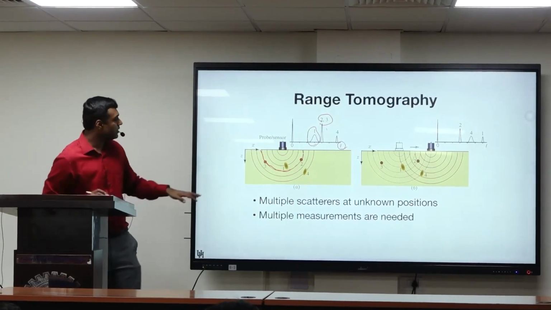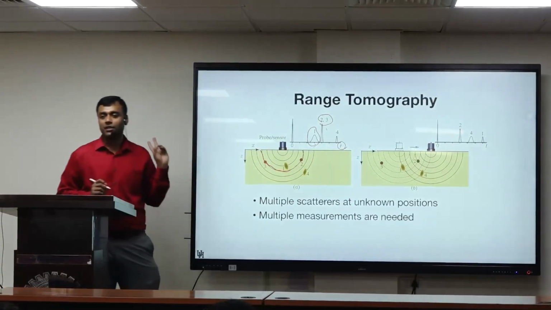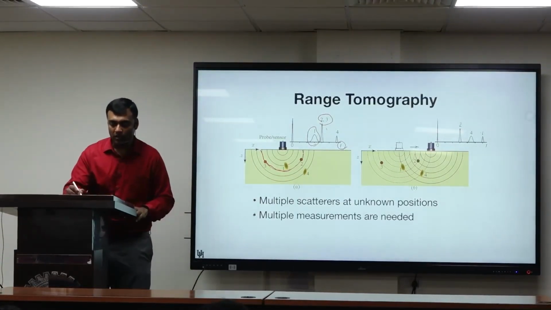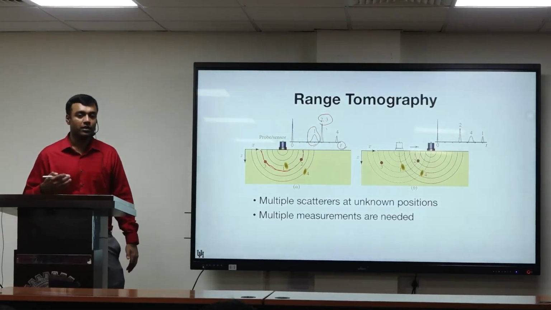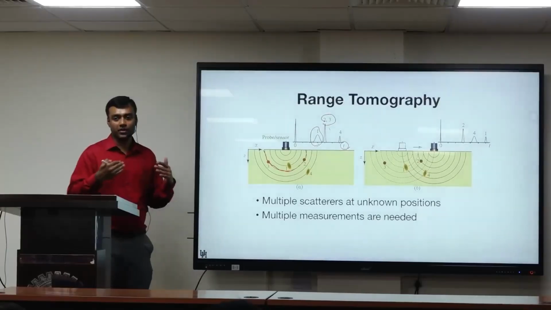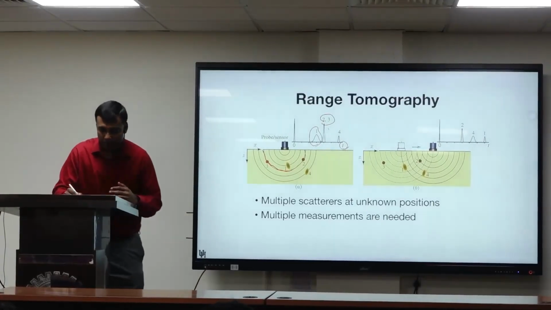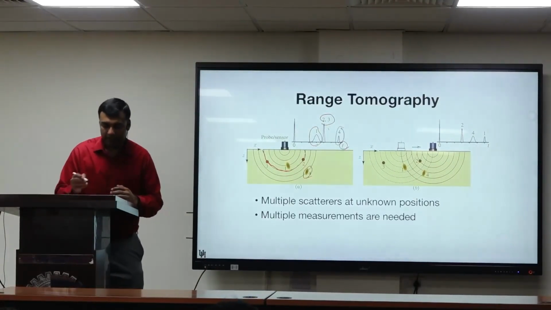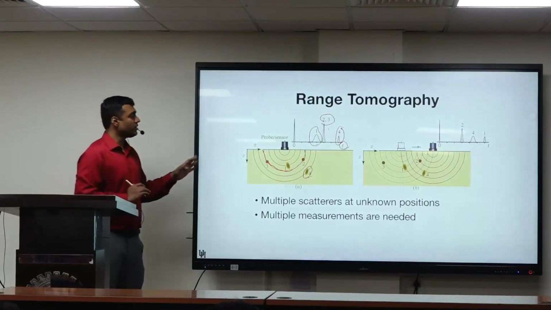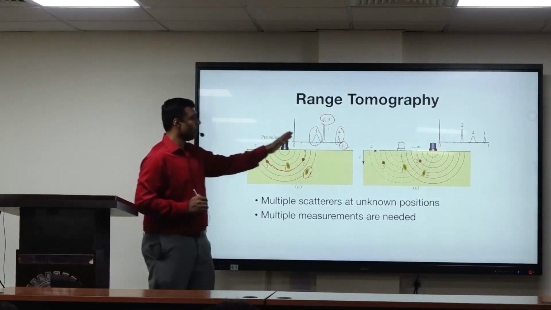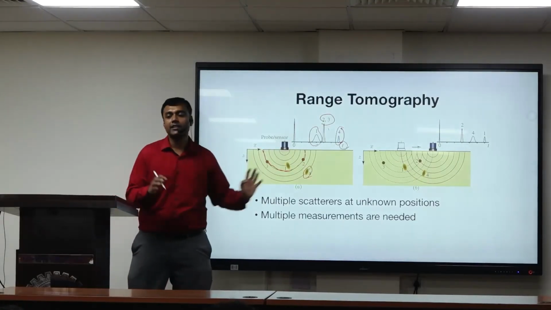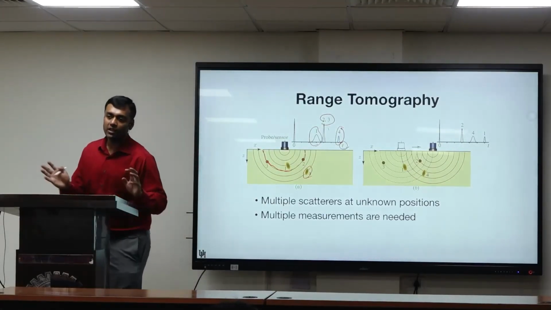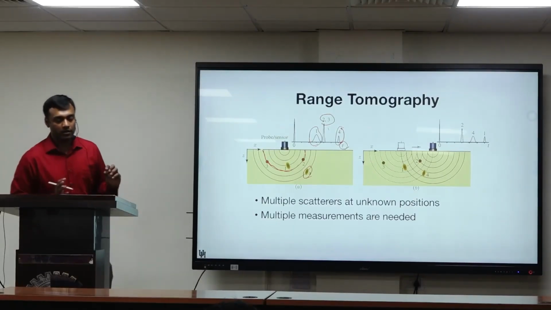So you cannot distinguish 2 and 3 from this kind of measurement. You can distinguish 1 and 2, or 1 and 3, and 1 and 4. But you cannot distinguish 2 and 3. And 4, because it's farther away, you'll get at a later time. So one measurement will give you some amount of data, but it is not enough to uniquely distinguish all the different points.